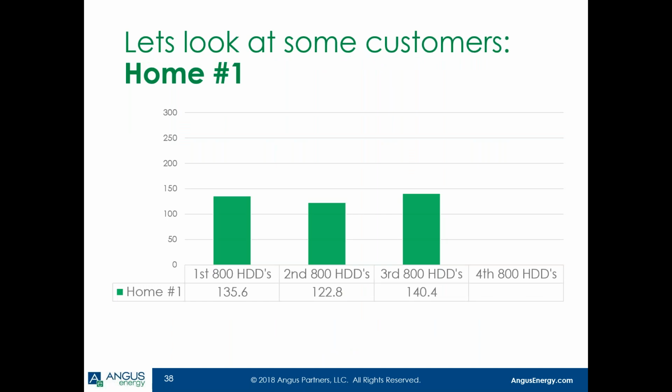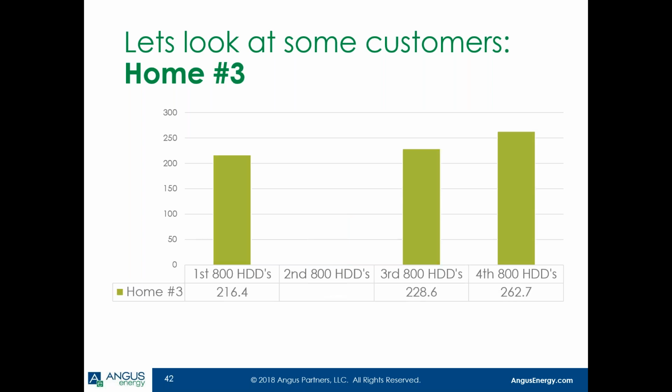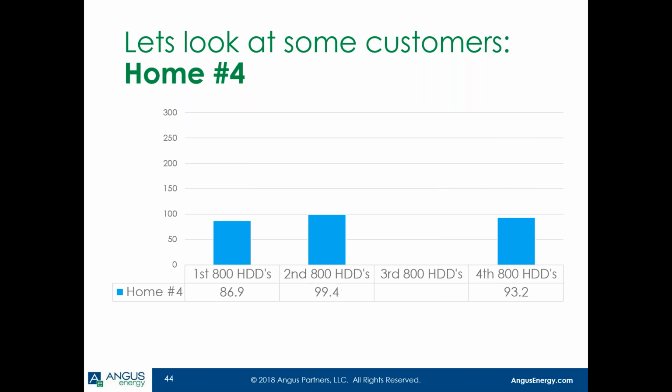Okay, and again, let's look at some homes that we saw. Home number 1: 135, 122, 140. What would we think that the fourth delivery is? Somewhere in that neighborhood, but it was 220. Why? Second one: 112, 107. We don't want to see these low deliveries, but did it correlate for the first one? No, 206. Third one: 216, 228, 220, 262. What was the second? 148. Why? I'm sure we all have our stories of why something like that would happen. And then 86, 99, 93. Of course, yeah, this one's going to match.